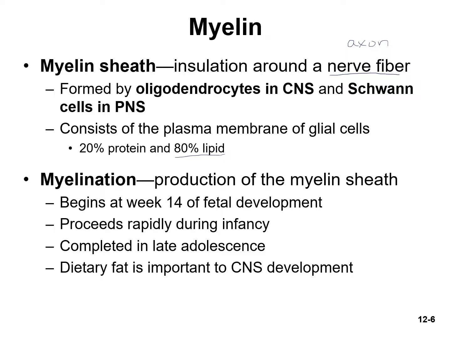And then myelination itself is the process of the myelin sheath being produced. This begins at week 14 of fetal development. It proceeds rapidly during infancy. It's completed by late adolescence. And this is one reason why dietary fat is really important for infants for central nervous system development.